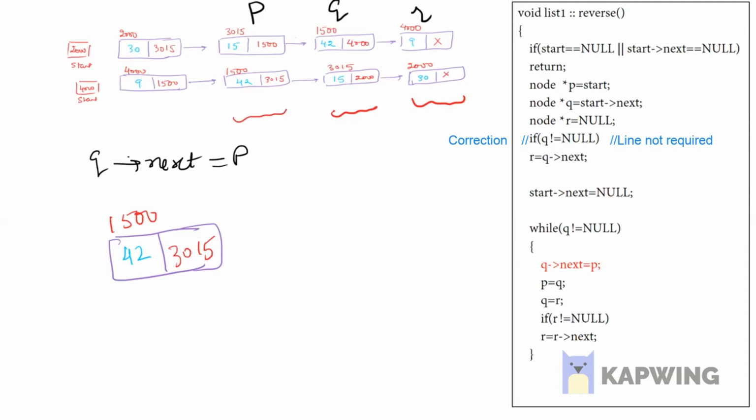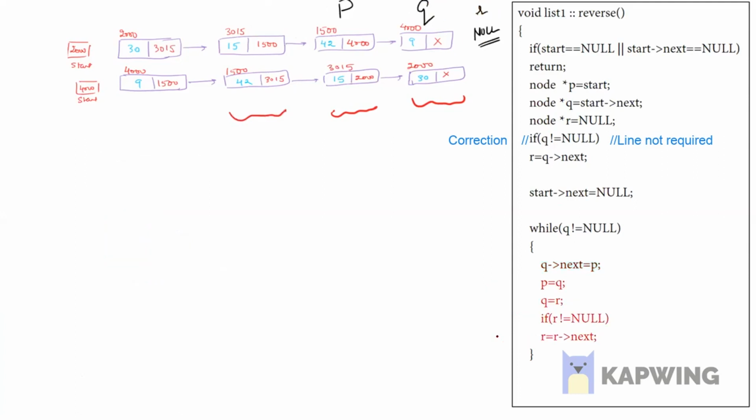Once it has been settled down, again move forward P, Q and R. This will become the new P, this will become the new Q, and R will become equal to null after execution of these three statements. Now P has become equal to 1500, Q has become equal to 4000, and R has become equal to null. Again, check the condition of the while loop. Q should not be equal to null. Here Q is still not equal to null, so the condition is true, and we do Q next equal to P.